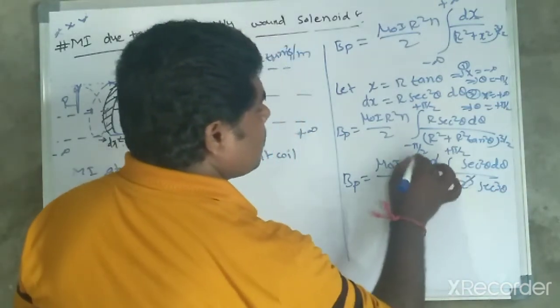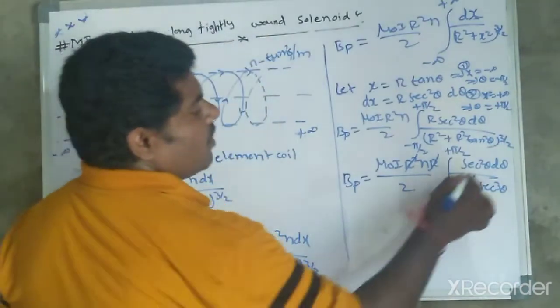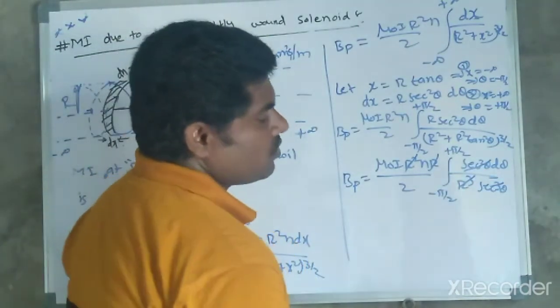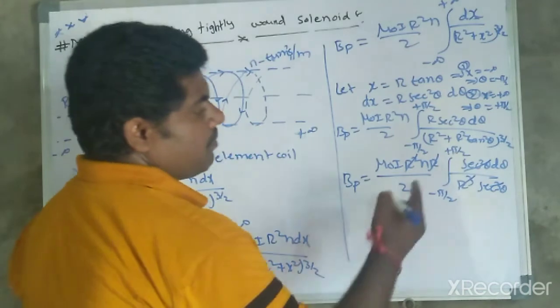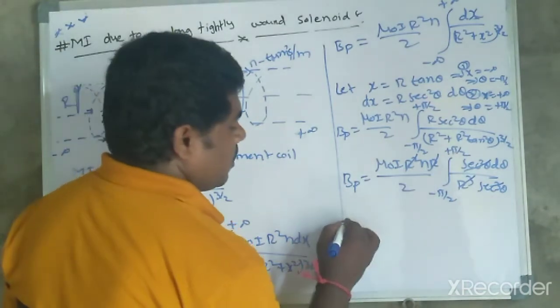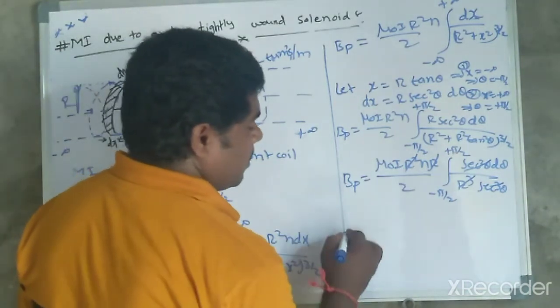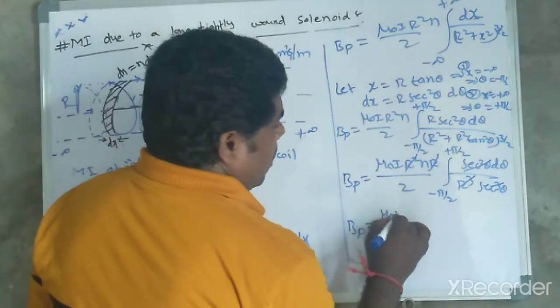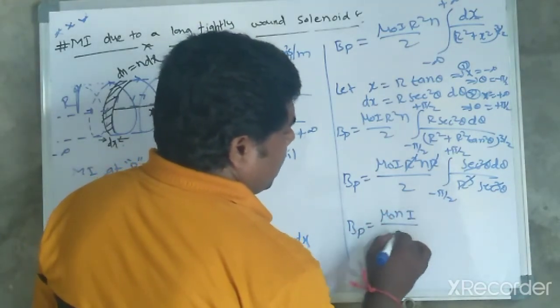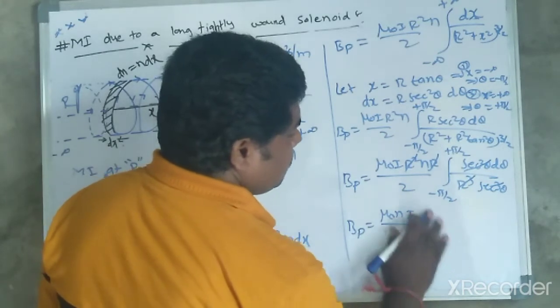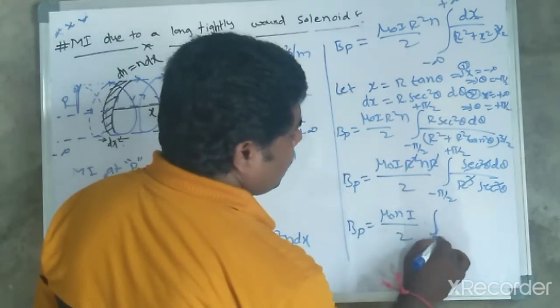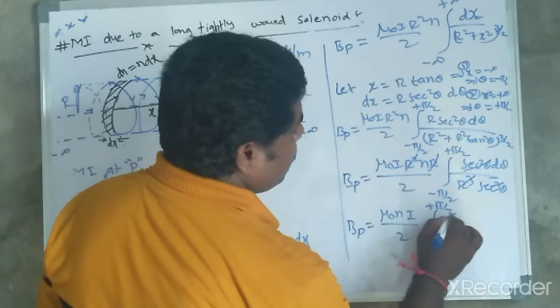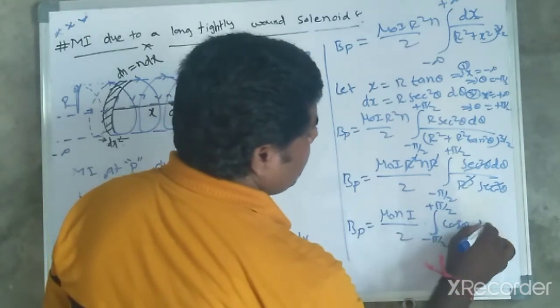The r cube cancels, and here 1 and sec square theta get cancelled. 1 by sec square theta is nothing but cos theta, and 1 by sec theta is nothing but cos theta. So BP should be equal to mu naught n into I divided by 2 into the integral from minus pi by 2 to plus pi by 2 of cos theta d theta.